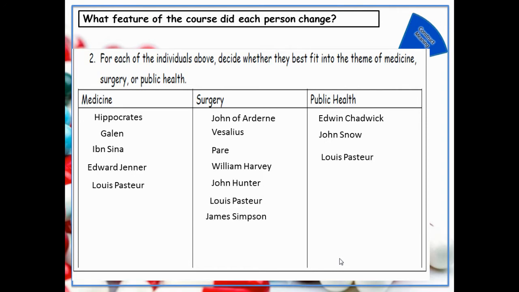Snow for public health. Pasteur. You'll notice I put Louis Pasteur in all 3. I'll explain why that is when we talk about him in a bit more detail. James Simpson, Joseph Lister, Robert Koch, Fleming, Florey, Chain, and Bevan.